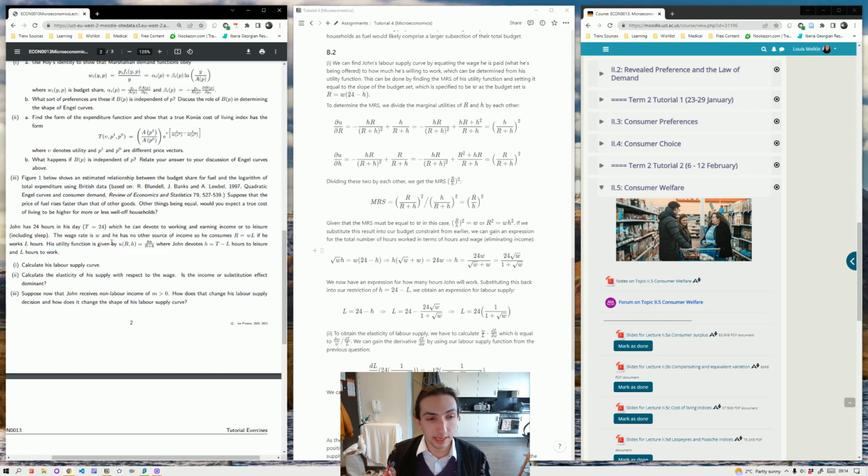His utility function is given in terms of his consumption and his hours of leisure, where John devotes hours H, which is equal to T, which is 24, minus L. So the hours of leisure in his day is equal to 24 minus the amount of hours he's working, excluding transport and everything like that. Now we want to calculate his labour supply curve. Now how do we do that? Well, a labour supply curve would say labour supply given other things.